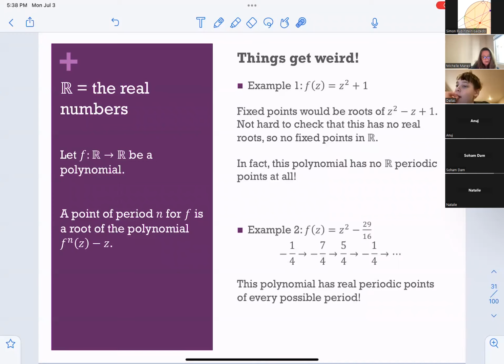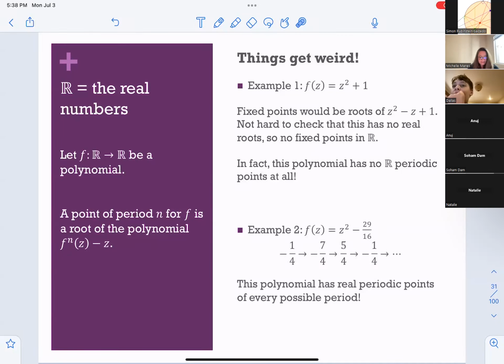On the other hand, this polynomial, not much more complicated, z squared minus 29 over 16, I gave you a 3 cycle. So minus a fourth goes to minus 7/4. I can check that, right? Minus a fourth squared is 1 over 16. So that gives me minus 28 over 16, which reduces to minus 7/4. Minus 7/4 goes to 5/4. And if I plug in 5/4, I get back to minus a fourth, right? So I really have a 3 cycle here.